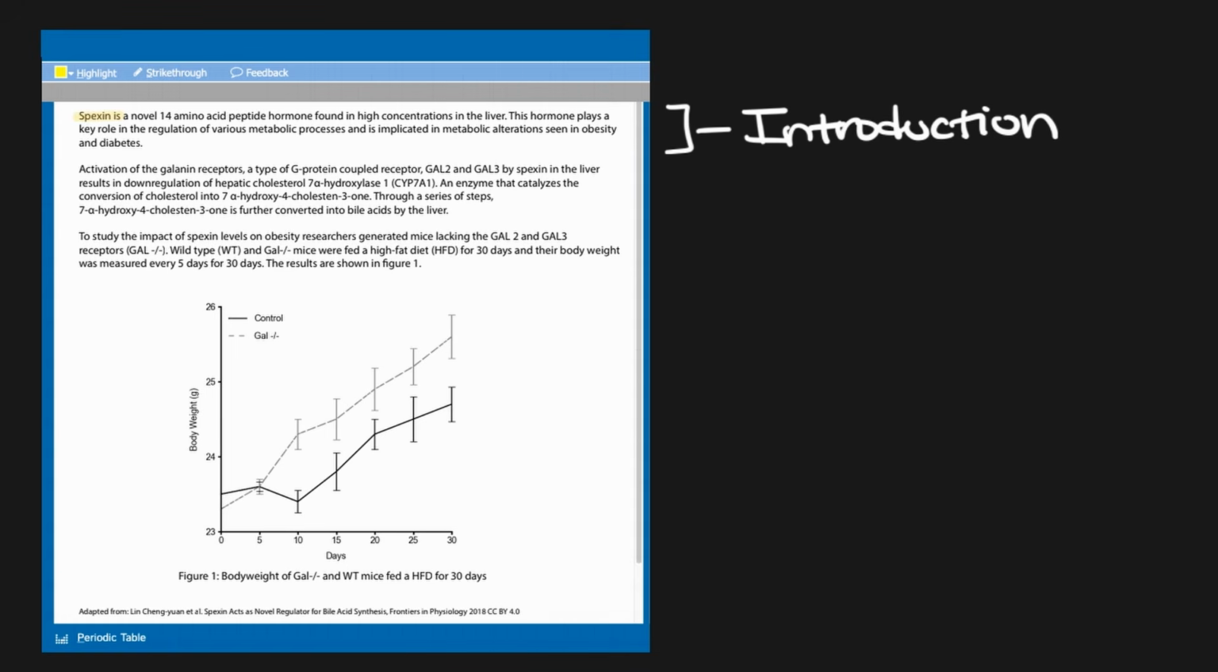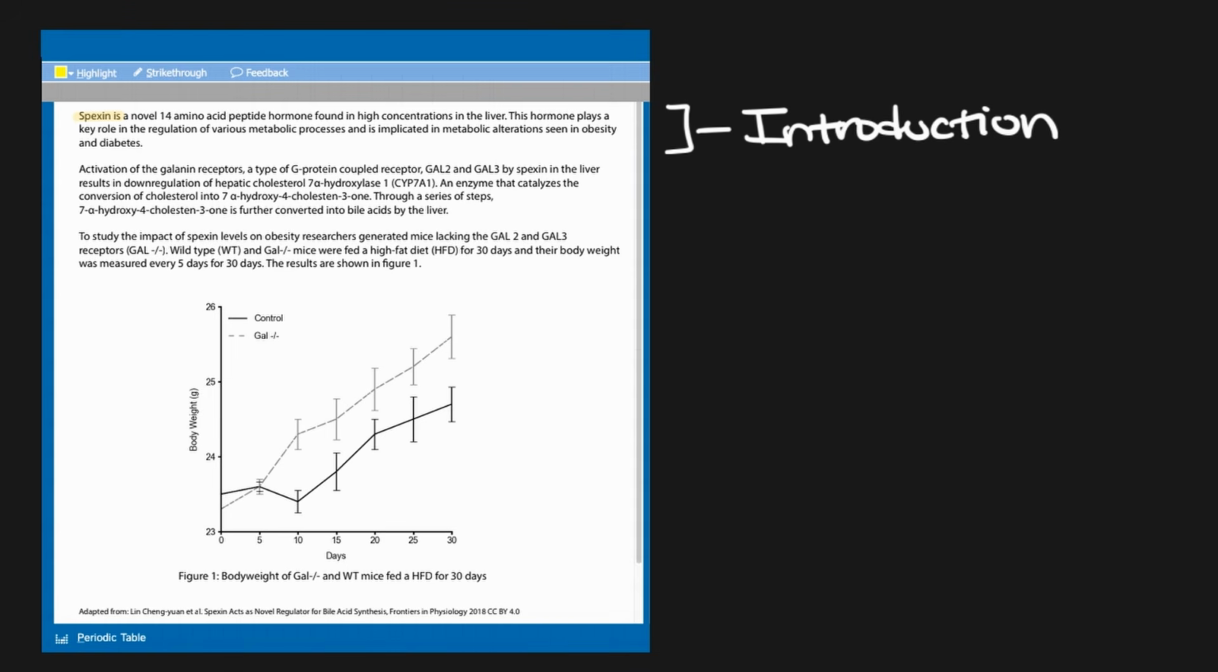I would just highlight spexin in this case, and then they tell us a little bit later that it's key in regulating some metabolic processes. Now for me, I wouldn't highlight key in regulating various metabolic processes because I just care about knowing that spexin and the information around spexin is contained in this first paragraph and in the first couple sentences. From there, we'll go ahead and move on to the next paragraph.